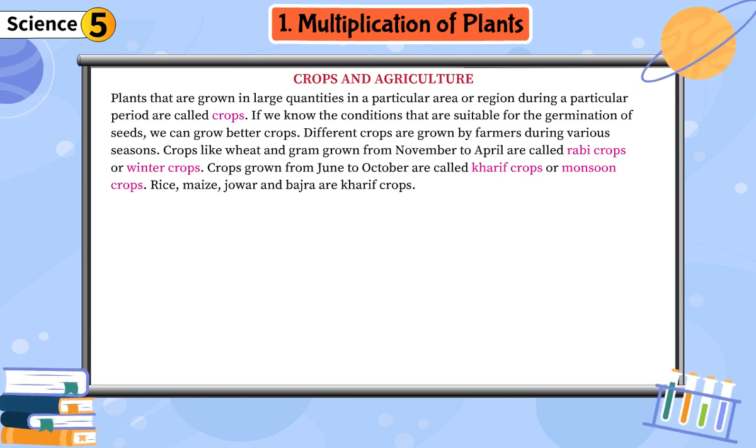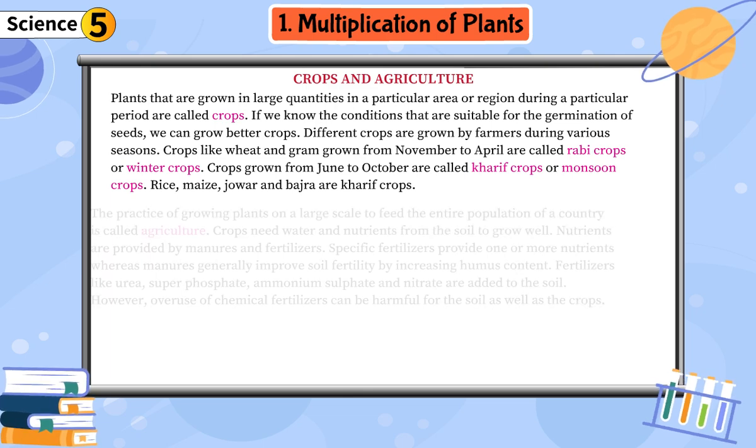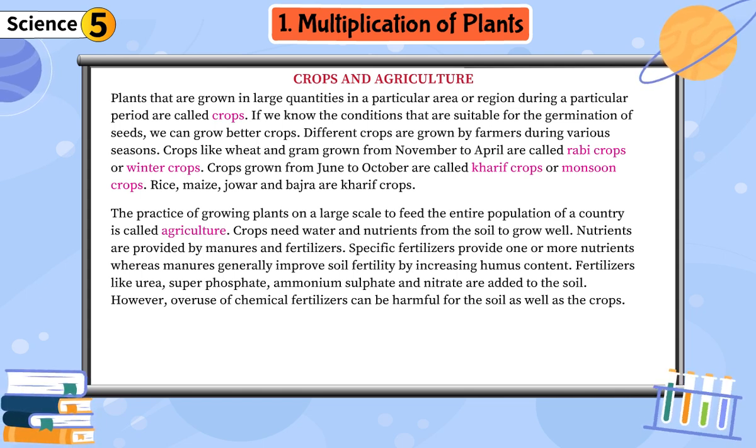Crops like wheat and gram grown from November to April are called rabi crops or winter crops. Crops grown from June to October are called kharif crops or monsoon crops. Rice, maize, jowar and bajra are kharif crops. The practice of growing plants on a large scale to feed the entire population of a country is called agriculture.